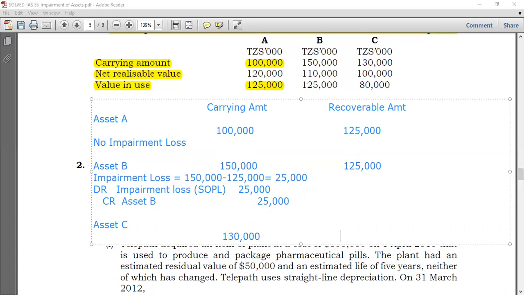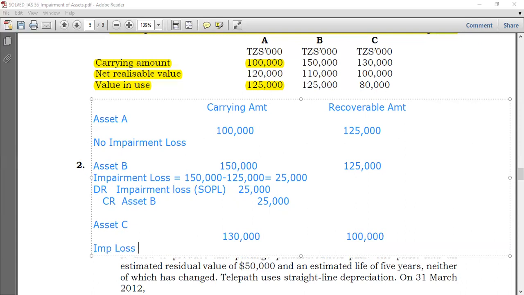And then you ask yourself, what can you recover? You compare the net realizable value, which is fair value less costs to sell, $100,000, and value in use, which is $80,000. You take the higher, which is 100,000. So comparing carrying amount and recoverable amount, you find that you can only recover 100 while you have recorded 130. That means the asset has been impaired. And so you compute the impairment loss, which is the difference between 130 and 100, which gives you 30,000.